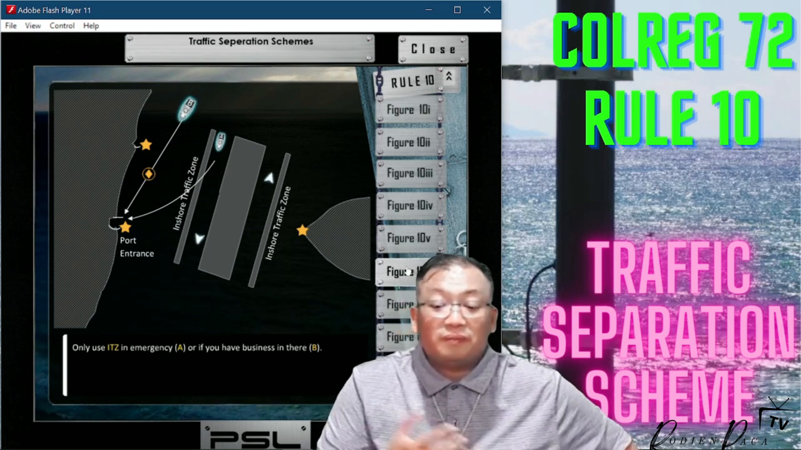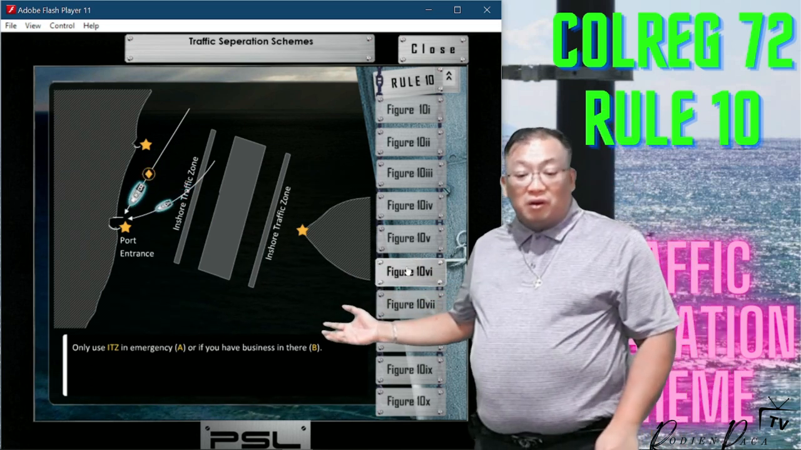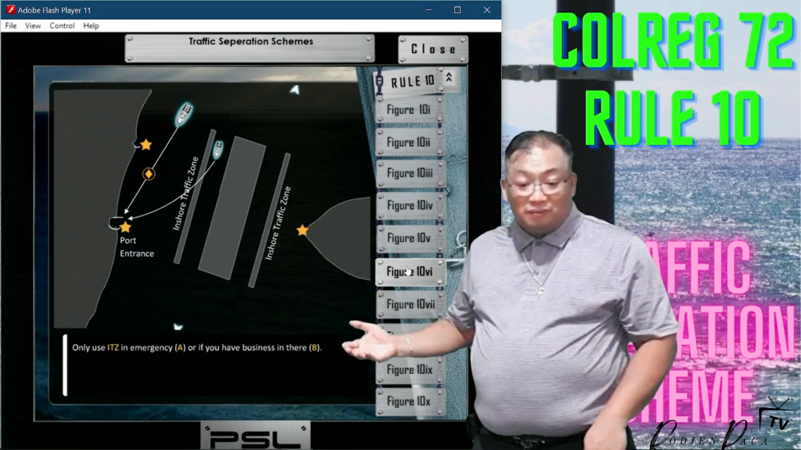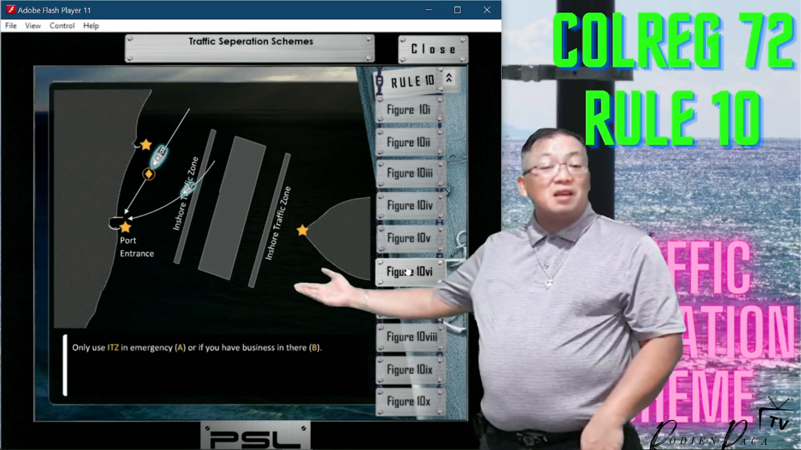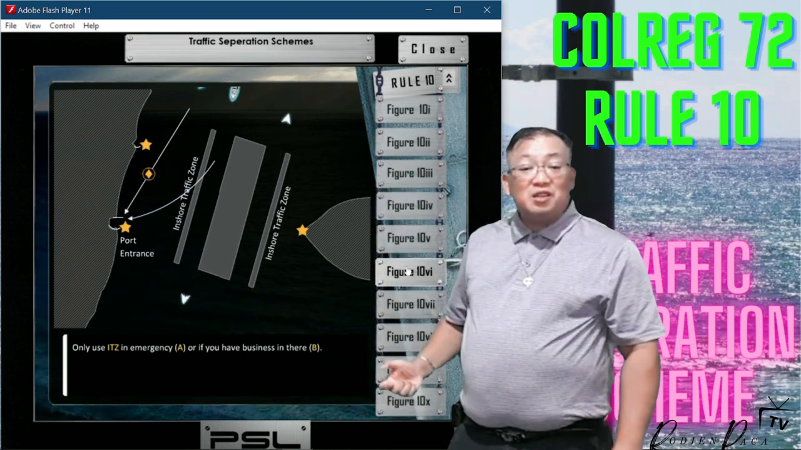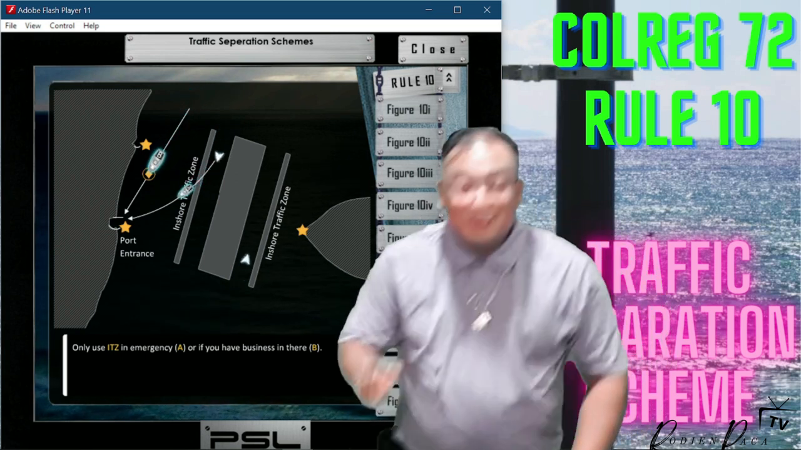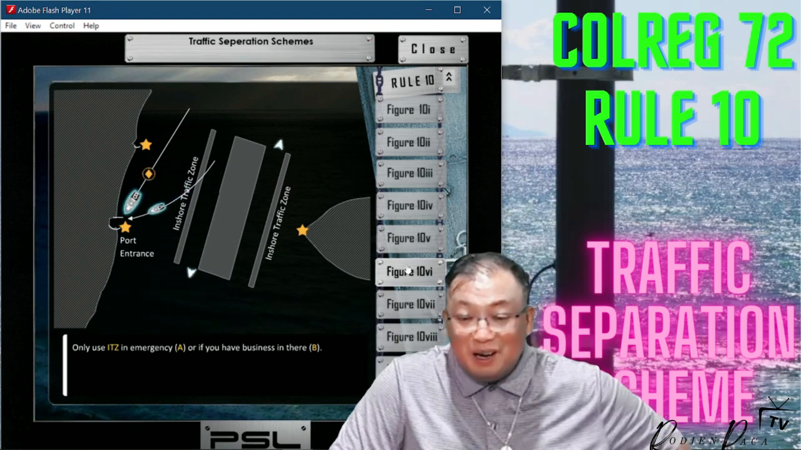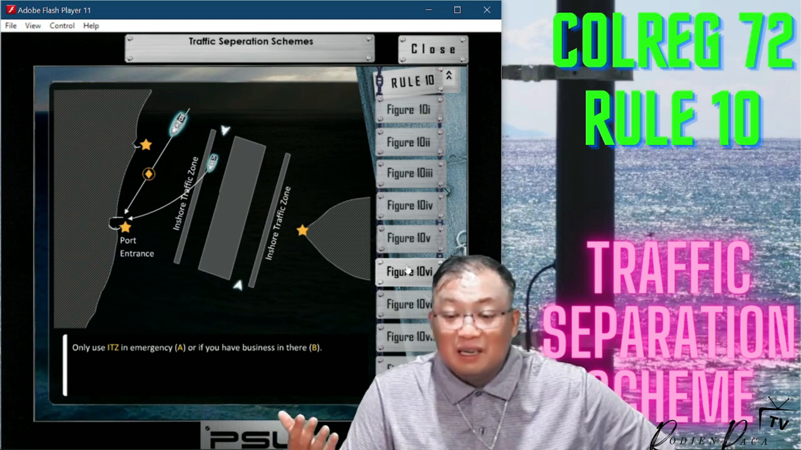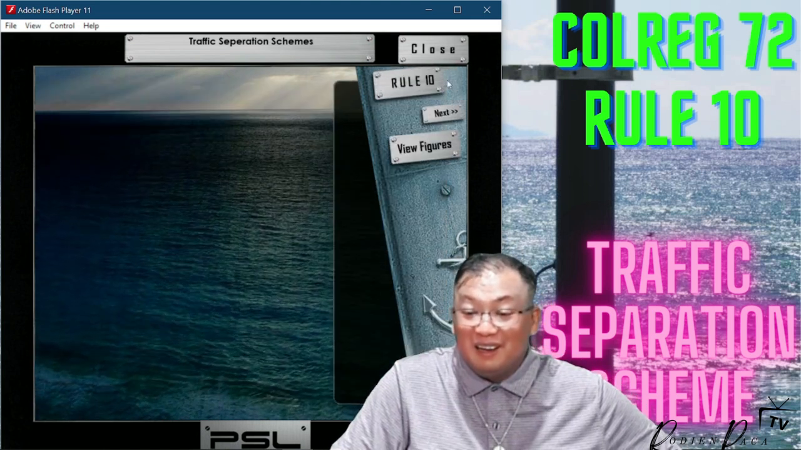Again, animations will show that, for example, you are at the port entrance, you can actually use the inshore traffic zone because you have business here. Use this inshore traffic zone, especially after doing your business, you can use it again. That is what the rule stipulates. If it is a port entrance, it is an inshore traffic zone, use it. Next.